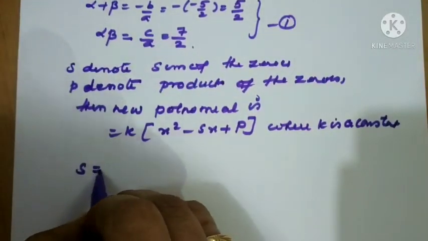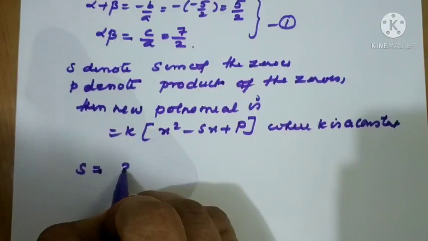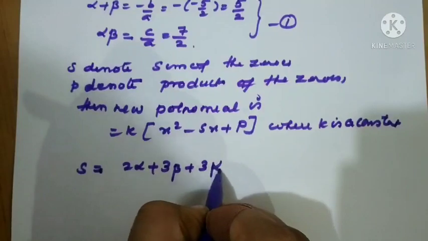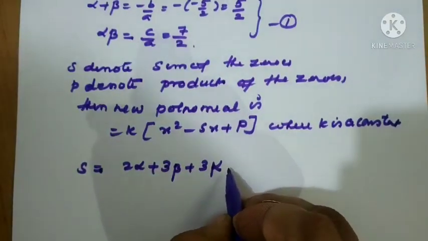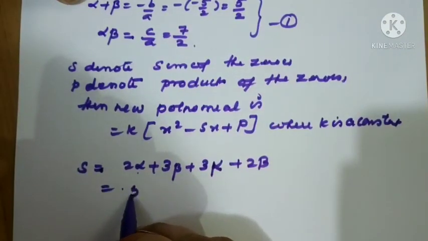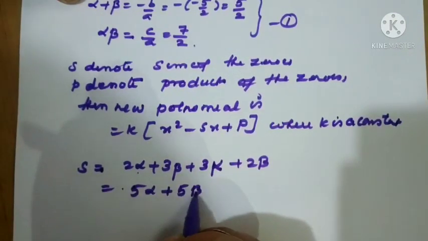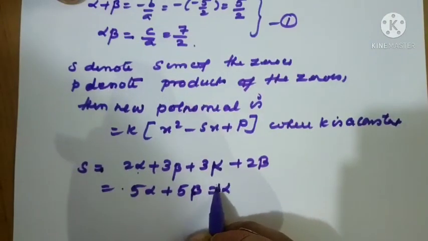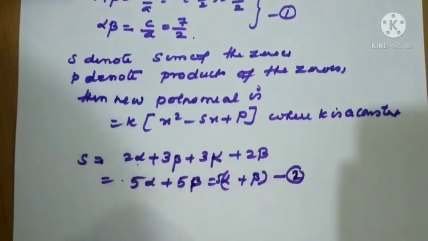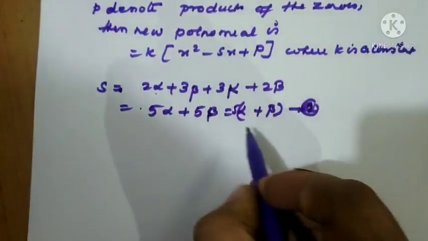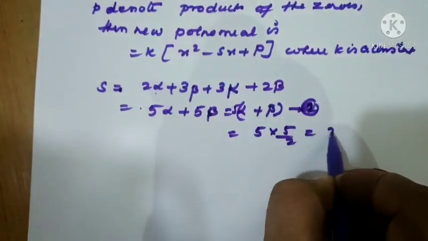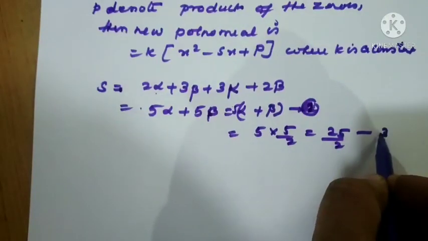Now S equal to 2 alpha plus 3 beta plus 3 alpha plus 2 beta. So adding this, alpha 3 and 2, so 5 alpha plus 5 beta equal to 5 into alpha plus beta. We can put the values because already we have calculated: 5 into 5 by 2, it is equal to 25 by 2, equation number 3.